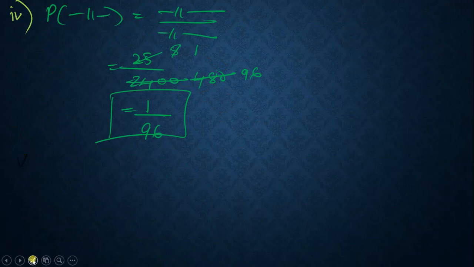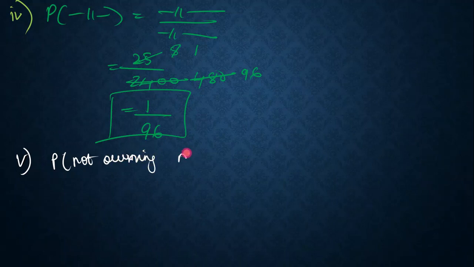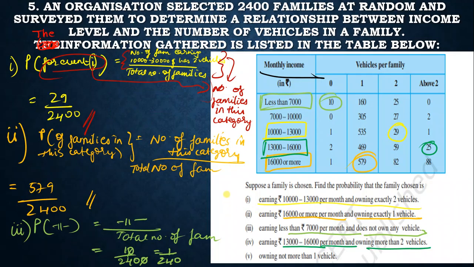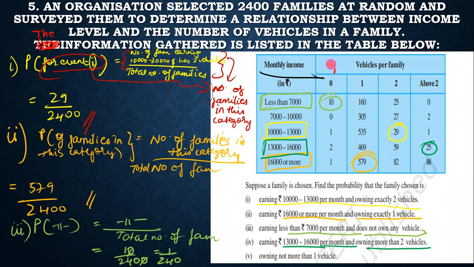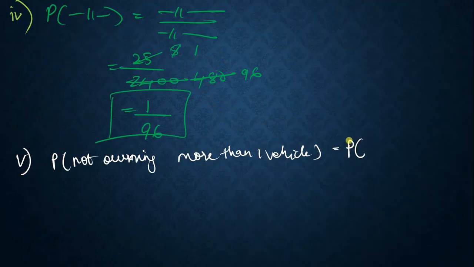So this will be, can you see this thing? No, right? Okay, wait one second. So the fifth part is owning not more than one vehicle. Probability of not owning more than one vehicle. So this will be what? Probabilities of, let's say, this is 1 and this is 2.